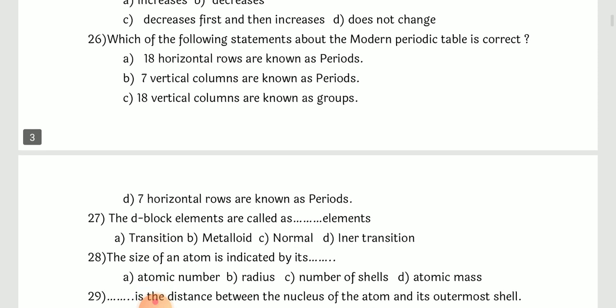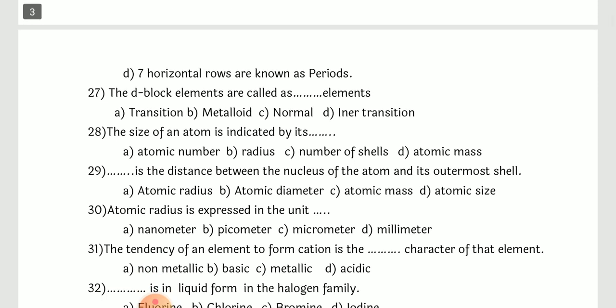You read the options. 18 vertical columns are known as groups and 7 horizontal rows are known as periods. If the words periods and groups are swapped, so that 7 horizontal rows are called groups, then you have to think about what should be written. So option number C and D are correct.